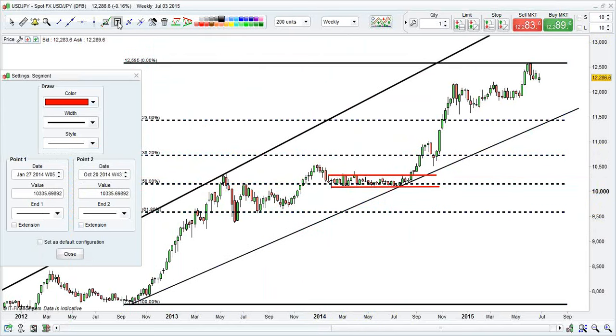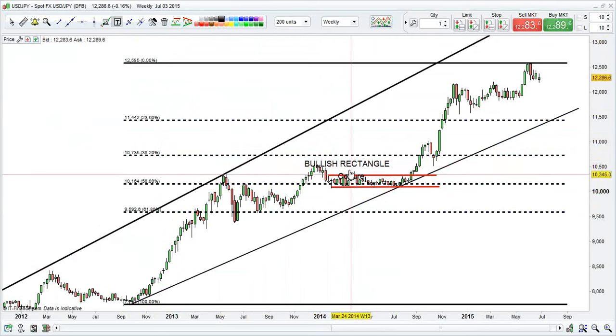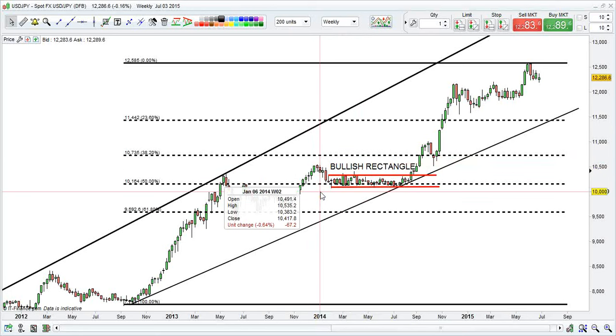And we can just point out what it is as well. We can add a text, so you can pop your text on there. We're looking for a bullish rectangle. Okay, a bullish rectangle formation, and just close. And we can just get rid of that and move it over and delete.